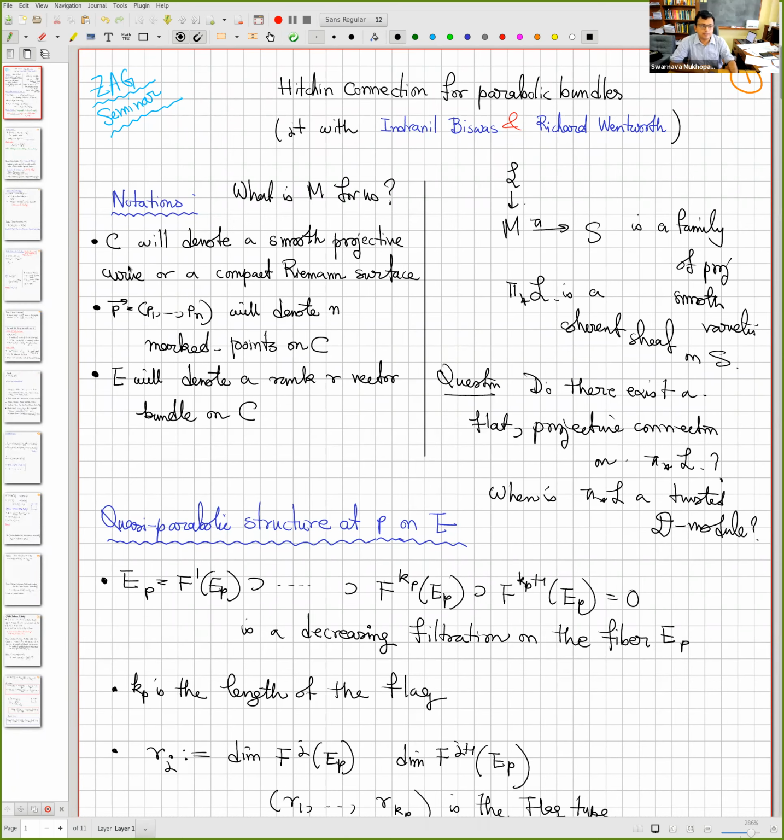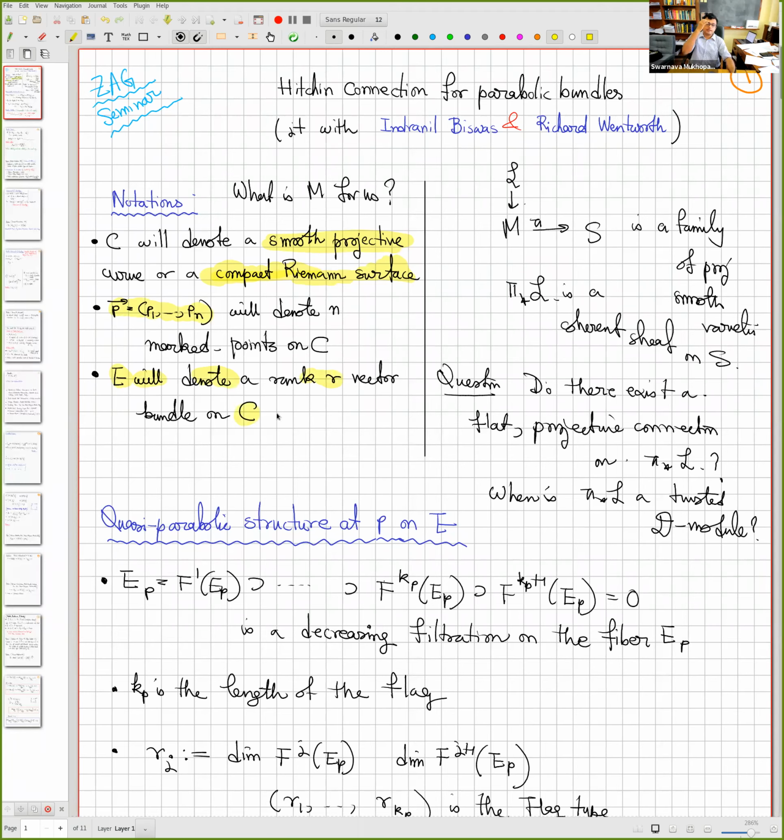So for now, we'll start with a smooth projective curve. You can think of it as a compact Riemann surface. For the results, we will mostly be working over characteristic 0, but some results are also true in positive characteristic. We will try to mention what are those. We will have marked points on the curve, called P1 up to Pn. Those will be distinct. And E will denote a vector bundle of rank R on C.